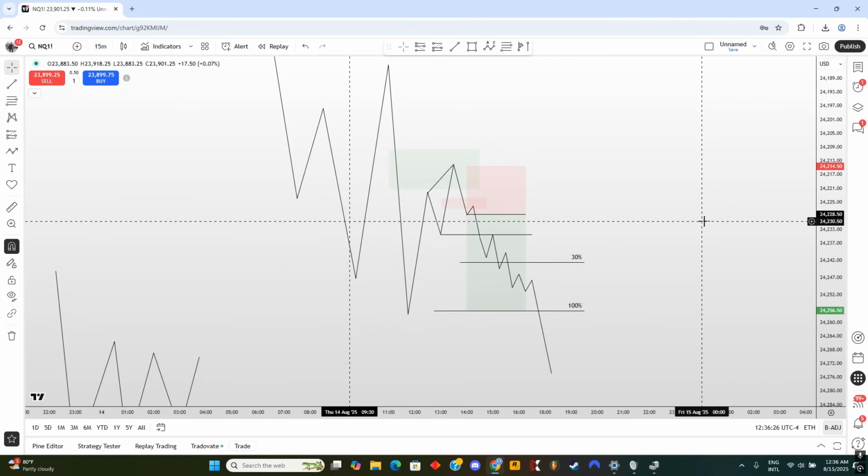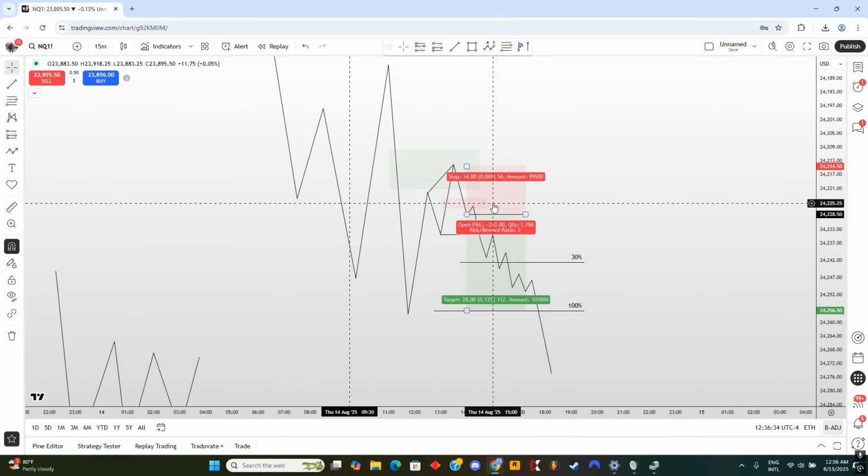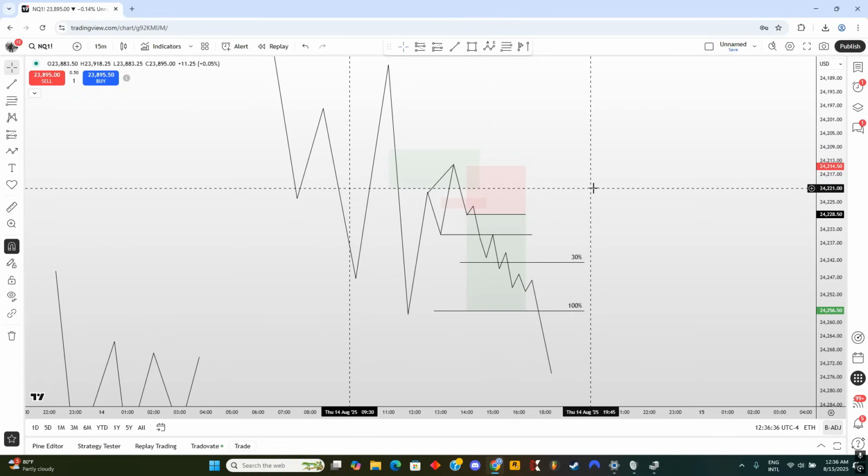Now I'm going to give you guys some examples. Do not skip these examples, because these are the examples that are going to teach you a lot about this model. This is just a depiction of what I use, but the real stuff is in the examples, so keep watching.